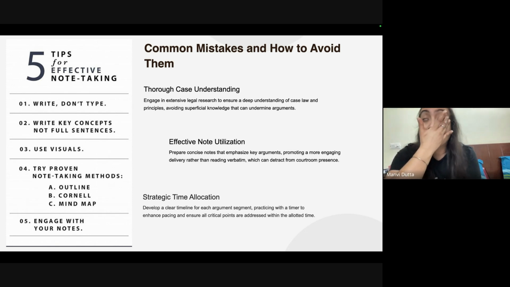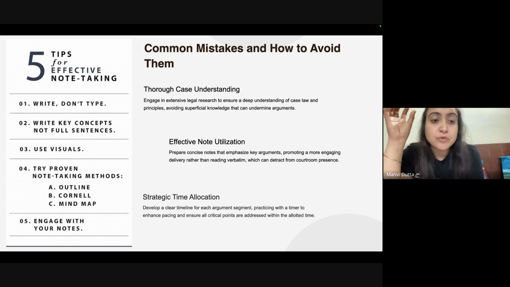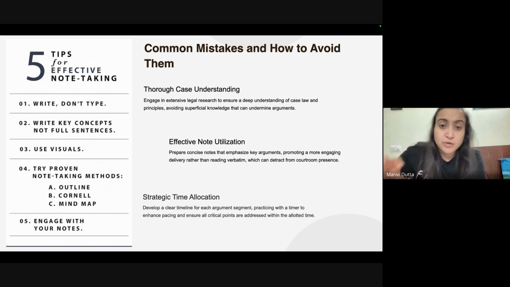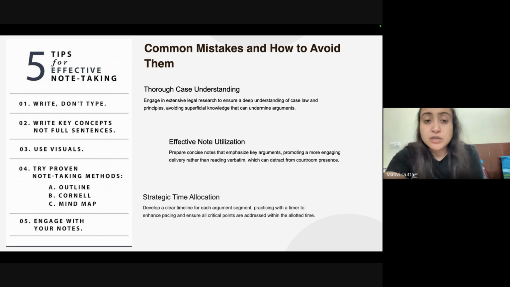Now, when you are making notes, you should always keep five things in mind. That is, you should always write whatever notes you are taking and never type. Then, you should always write key concepts and not full sentences. Then, try proven note-making methods, that is outlining, Cornell, mind map, that you have to always use. And lastly, you should engage with your notes, whatever note utilization you are doing. You should be fully engaged, fully effective with note utilization.